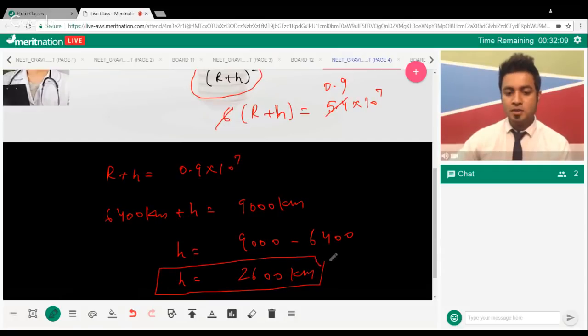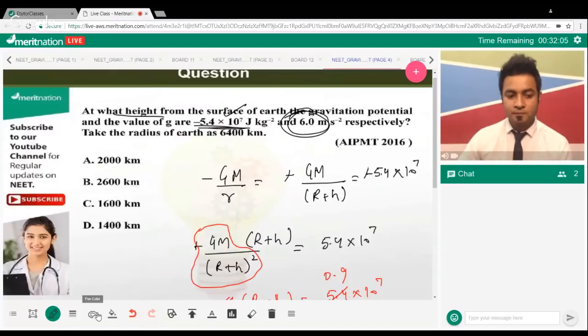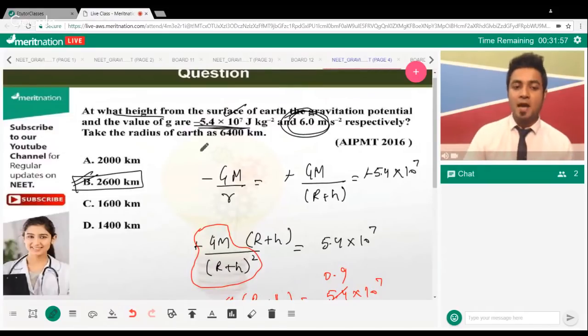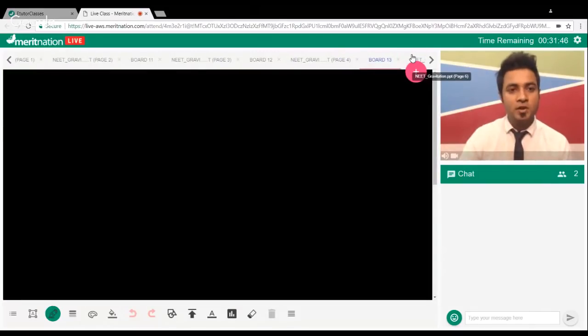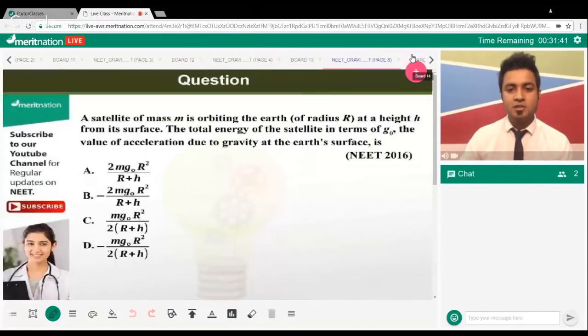So height, you can see here, at 2600 kilometers, the gravitational potential and the gravity will become in this way, okay. So guys, you can see that this is not like a goose chase here, it's not a very difficult question we have. You just need to put the small formulas, and derive it. You just need to figure out how to make it in a proper way. That's all, okay.